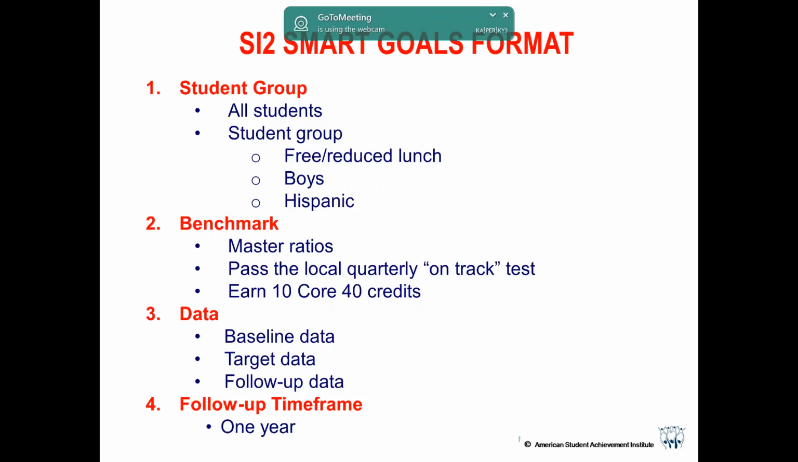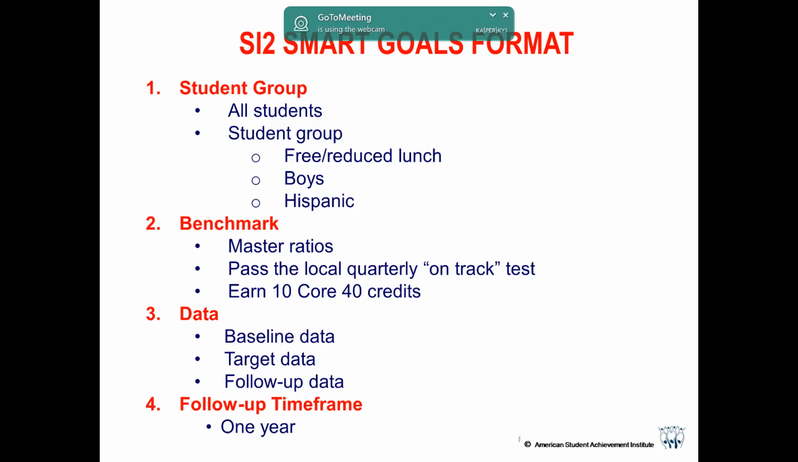So the first thing it'll say is, what group of students are you trying to improve? So you might say it's all students. We want to have a goal that all students in the whole building are going to improve in this area. Or, more likely, you're going to narrow it down a little bit. So you're going to say it's a specific student group. It's just 3rd graders, or it's just your free and reduced lunch students, or it's boys that you're working on, or it's Hispanic students. So you're looking for, is it all kids that really are struggling with this achievement goal, or is it a specific group?